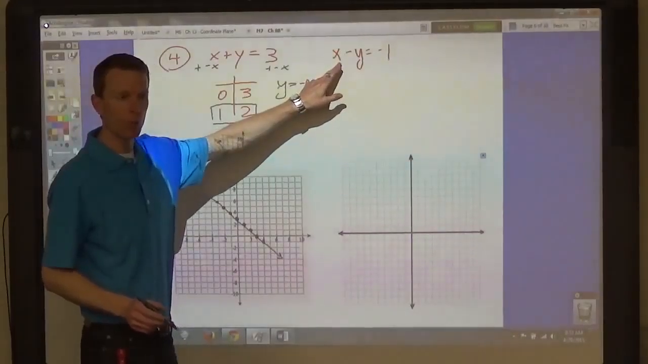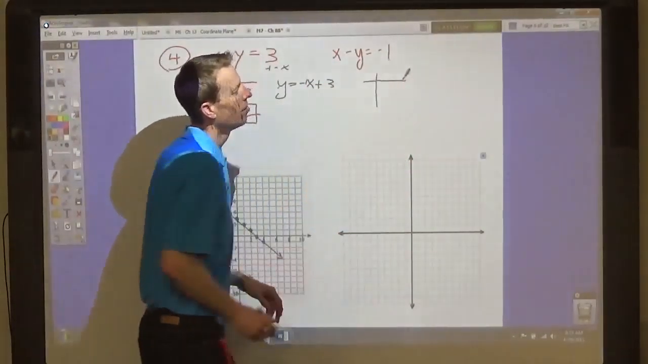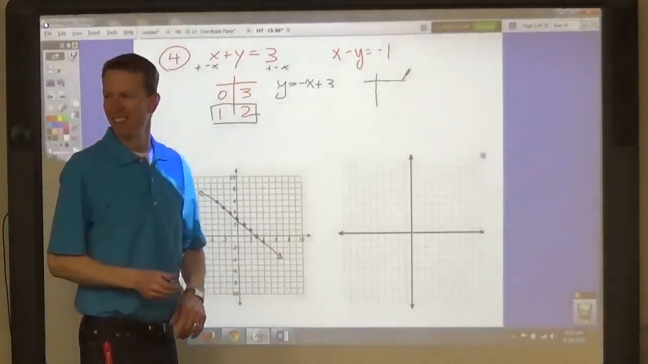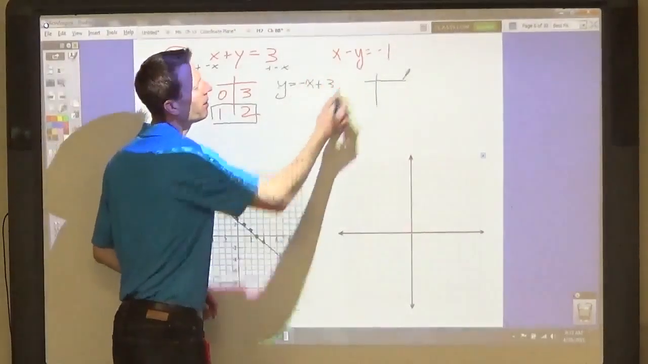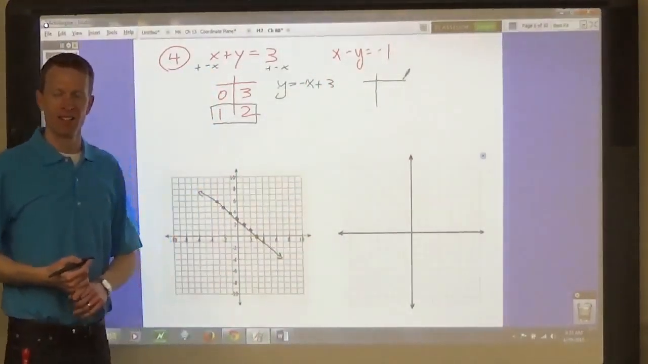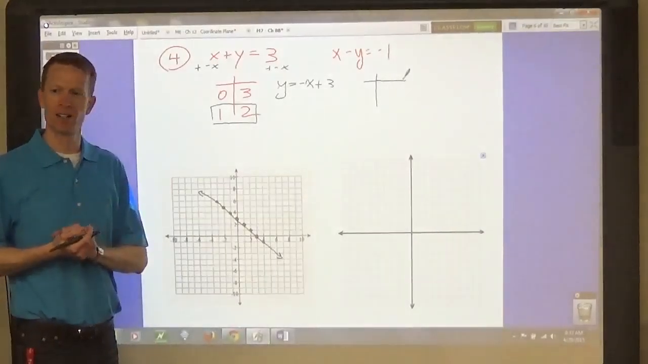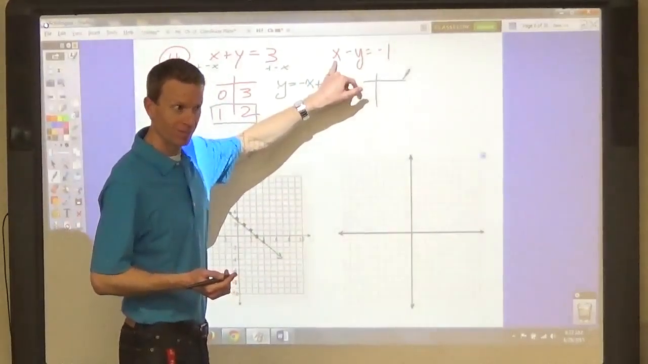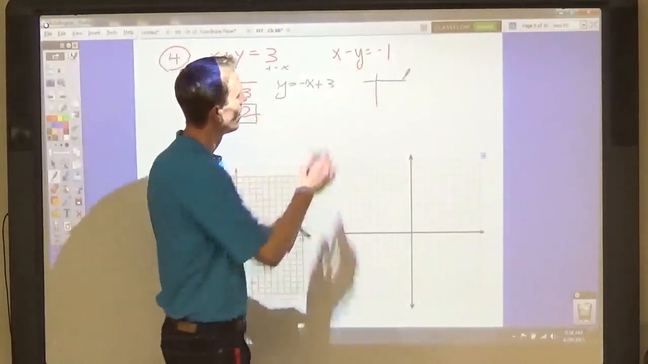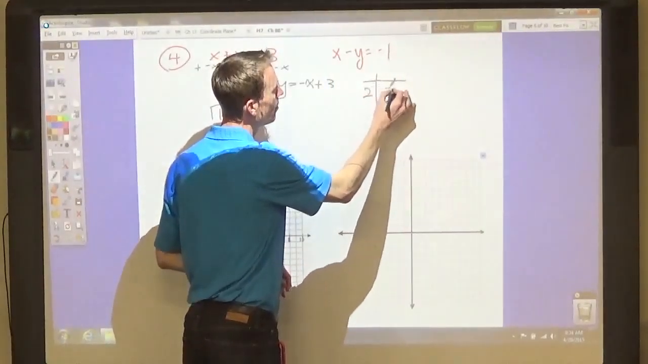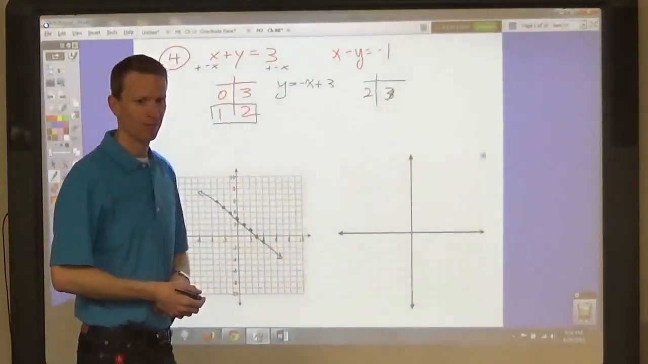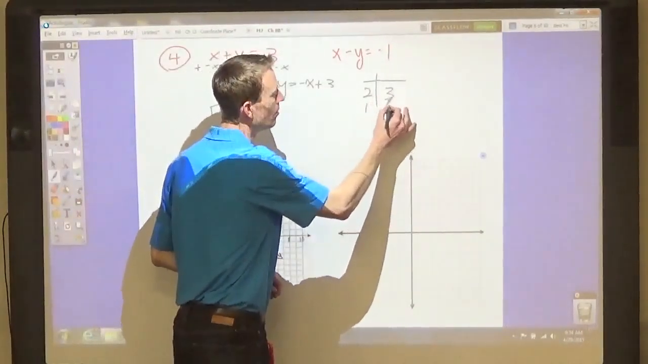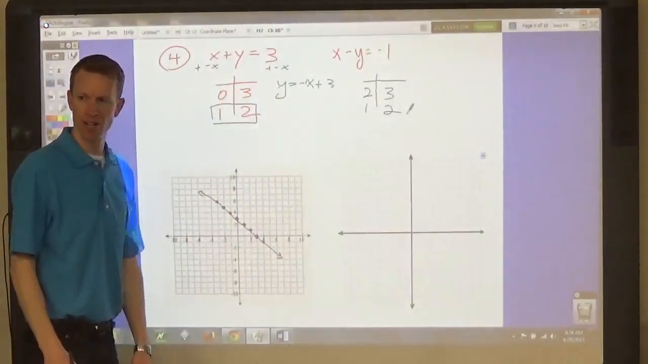Again, we could just pick some points. Can you see? No. Why don't you move over here? All right. X minus y equals negative 1. What are two numbers that would make this true? How about x equals 2 and y equals 3. Okay, 2 minus 3 equals negative 1. What else? 1 minus 2 equals negative 1, right?